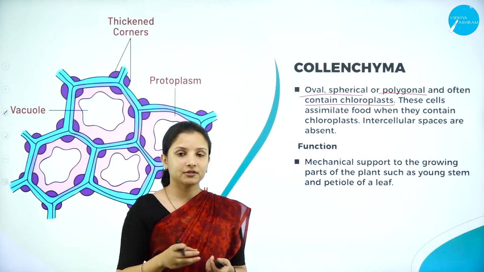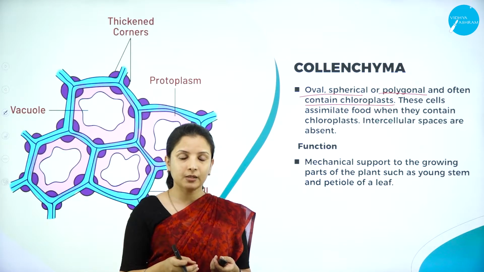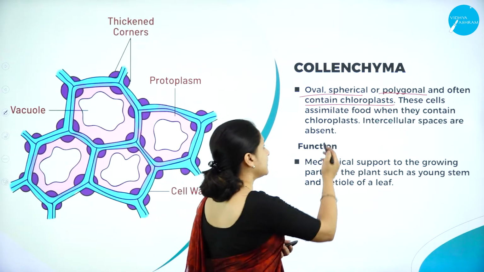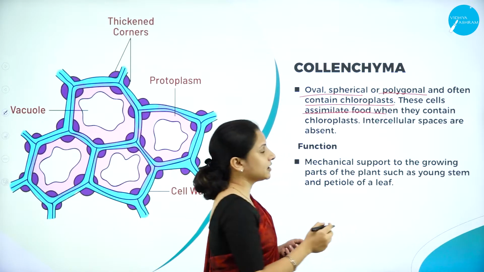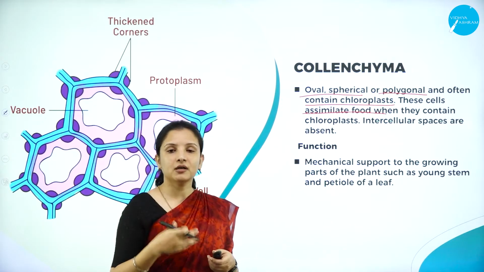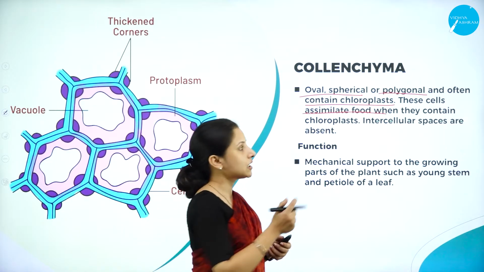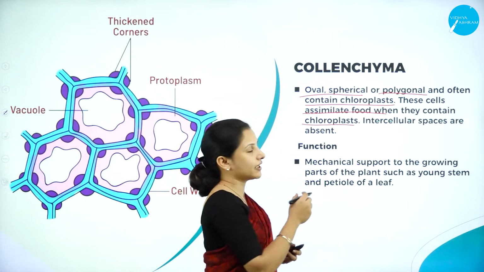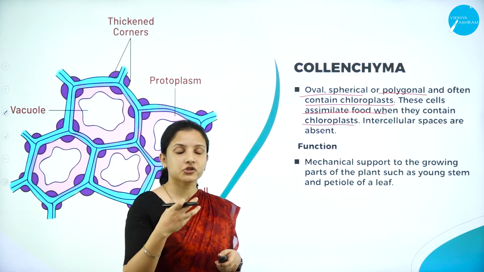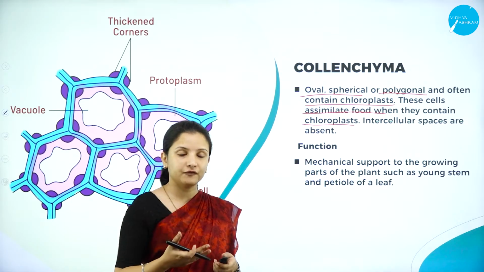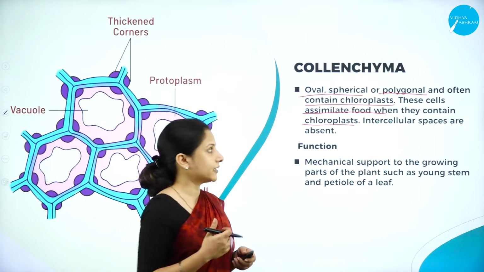So because of the presence of the chloroplast in the collenchyma, that is why they help in the process of photosynthesis, and these cells also assimilate food, that is, they help in the manufacturing of food because they have the chlorophyll pigment in them. The chloroplasts are the ones which contain the chlorophyll pigment, which is responsible for the assimilation of food, or the synthesis of food by the plants.